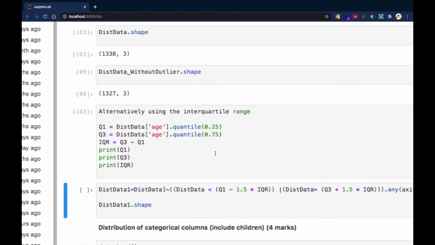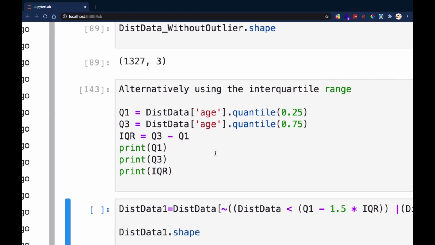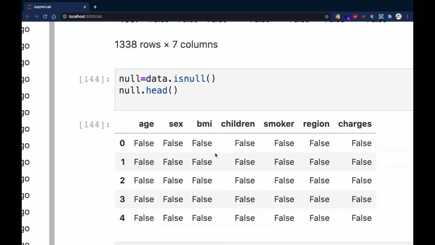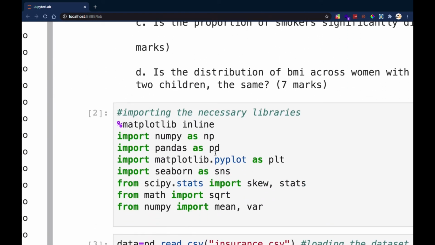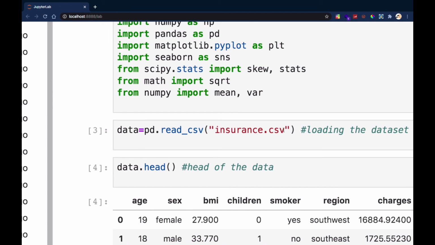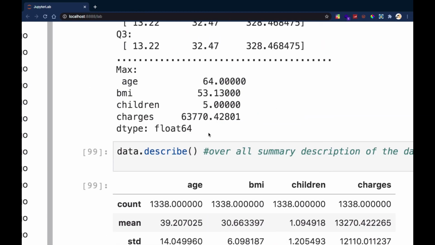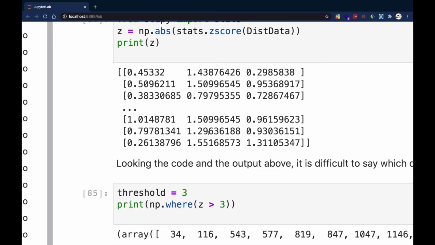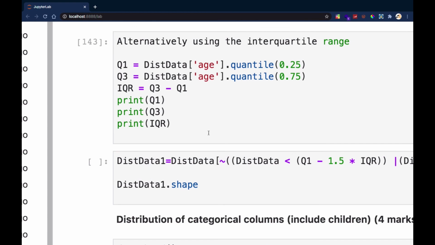Now, if you come here, you can see it. I have outliers in my data set, and I want to remove these outliers. I have this insurance data set that I have loaded, and this data set contains some outliers. So in order for me to remove these outliers, I'm going to use this interquartile range concept.